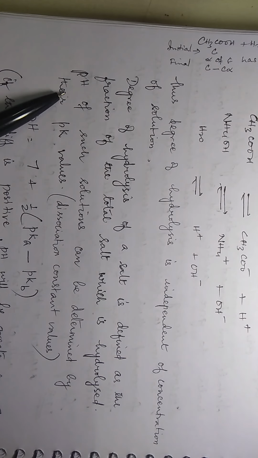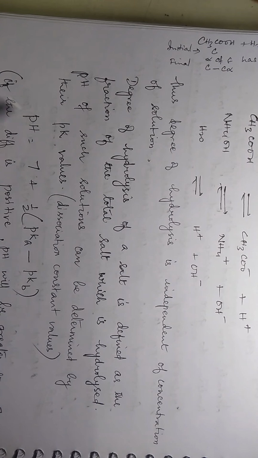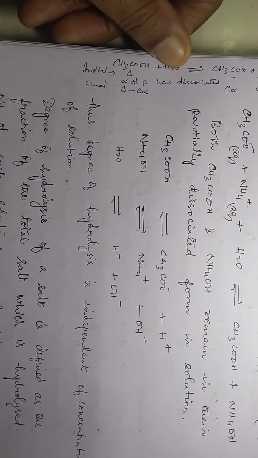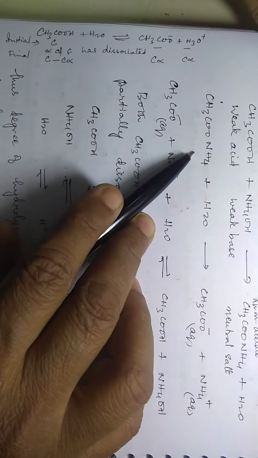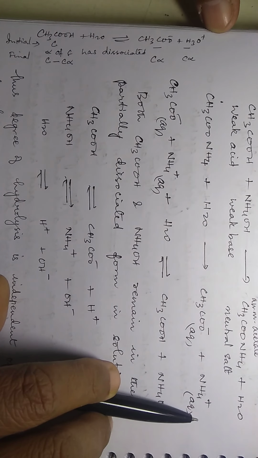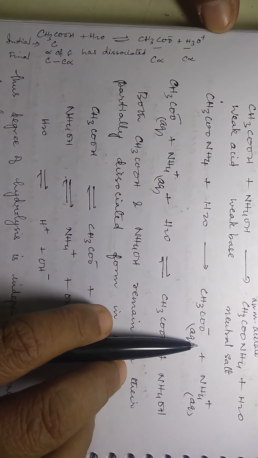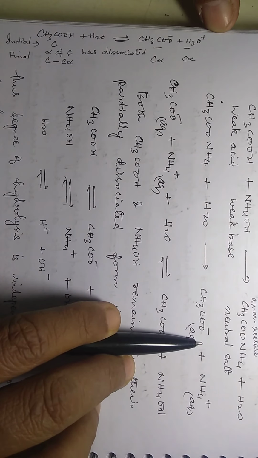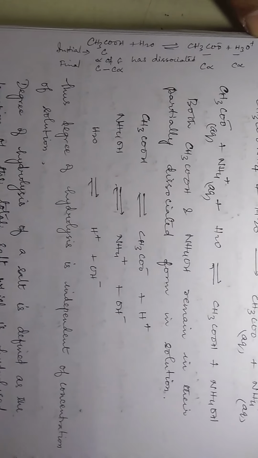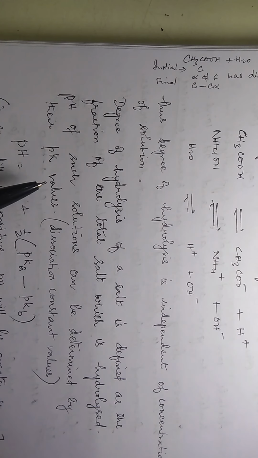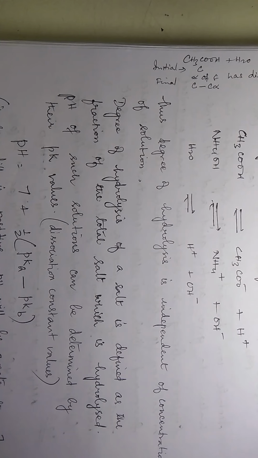And how do you measure the pH of such solutions? It can be determined by their pK values. pK values in the sense, like when you take any salt. This salt plus water is giving you acetate ion and NH4 plus ion, is it not? So then if you take this as a conjugate acid and this as a conjugate base, then you can write their reaction with water and you can correspondingly find out what is pKa and pKb.